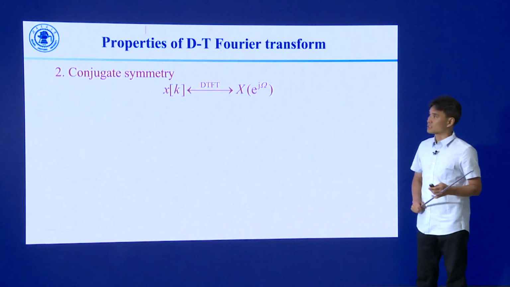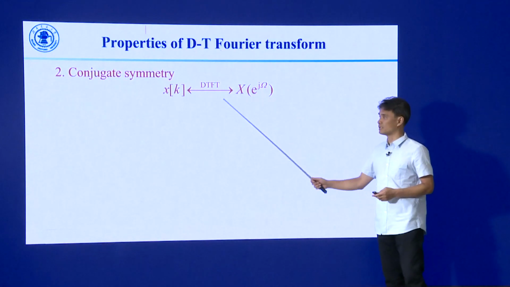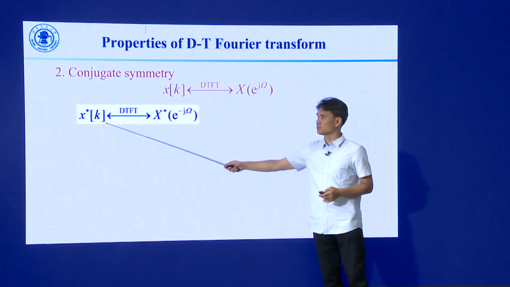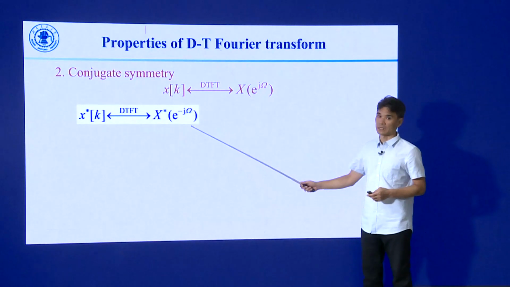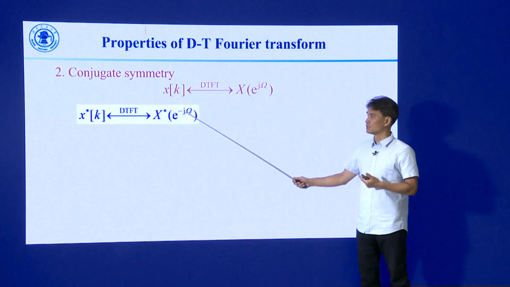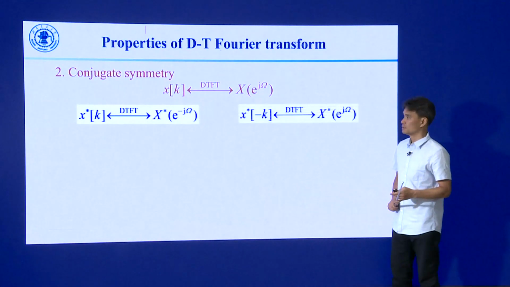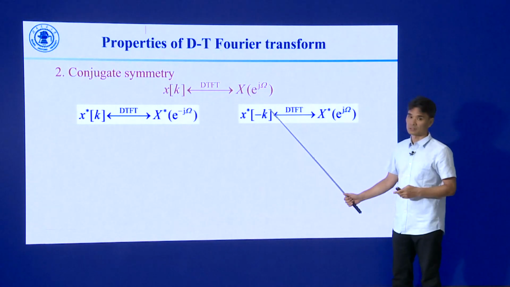The second one is conjugate symmetry. So when we have this pair of DTFT, the conjugate in the time domain will cause the conjugate in the frequency domain, and also a flip of the signal with respect to the vertical axis in the other domain. So this is the other way around.